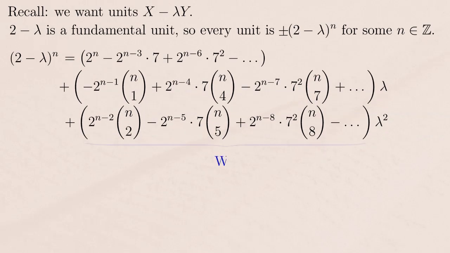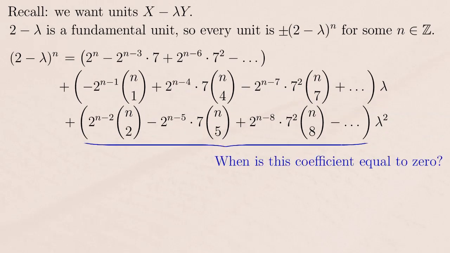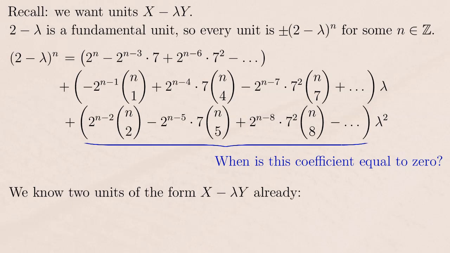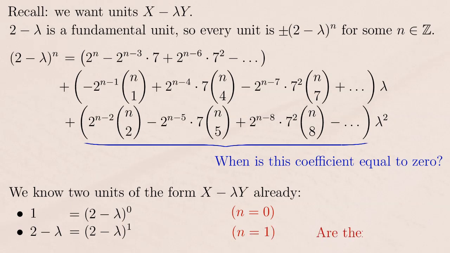We want units where this coefficient of lambda squared is equal to 0. So, for which values of n is this coefficient 0? Well, we know two units already. The unit 1, that's 2 minus lambda to the power of 0, and 2 minus lambda, which is 2 minus lambda to the power of 1. So n equals 0 and n equals 1 are two solutions. Are there any more?